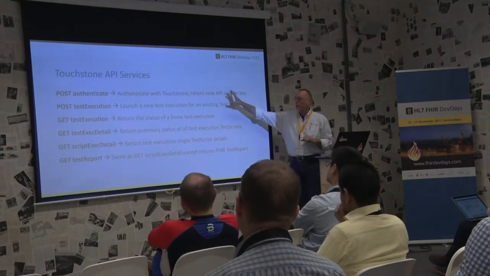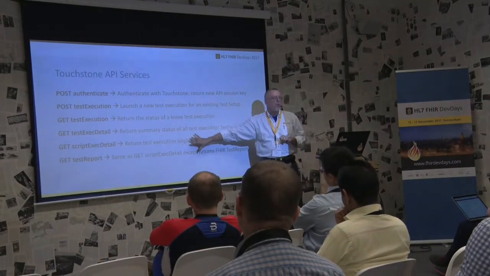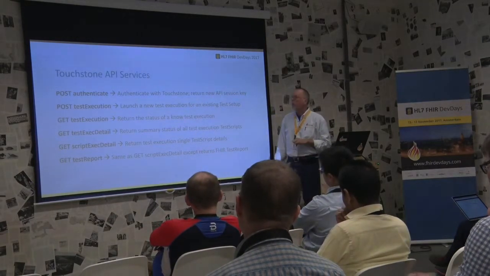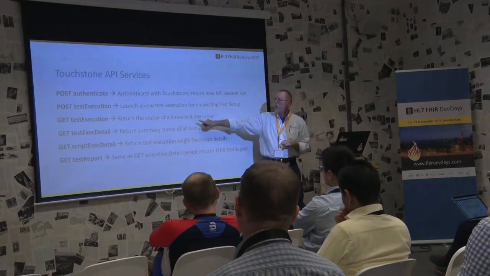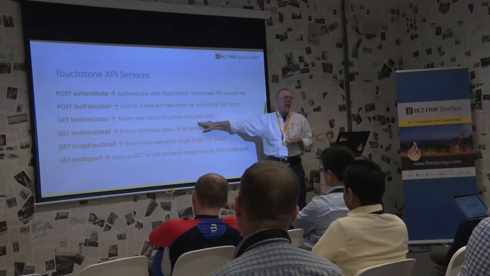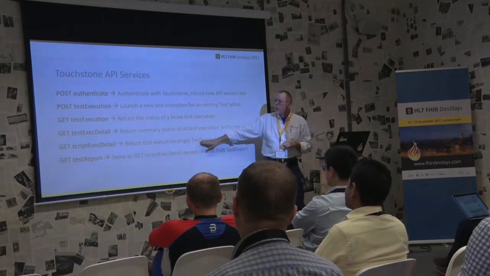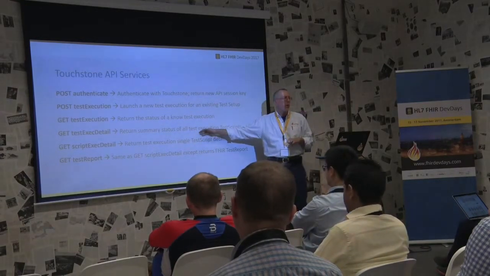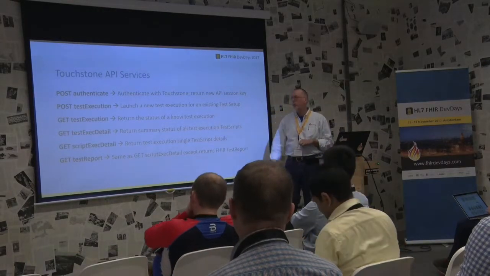As I said, we have an authenticate here, so these are just the methods in the API that you're going to use to implement that. So we've got authenticate, test execution to launch, and there's a post and a get there. The get is getting the status after you launch it. And then you can get execution detail, script execution detail, so a lot of it matches up with what you see on the UI, as if you were drilling down into the results.